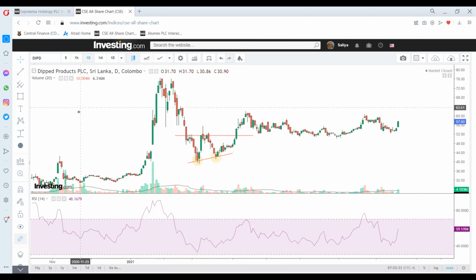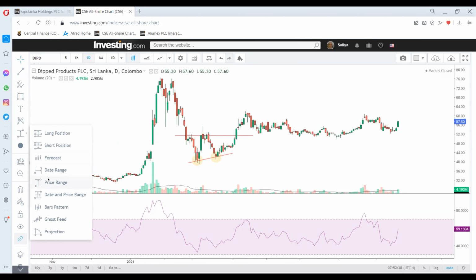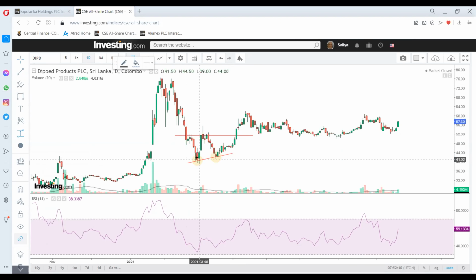And thereafter, we will be measuring the price range at the bottom of the candle where the peak was, and up to here. And this has to be the target, right? So basically here it went and met that target over here.